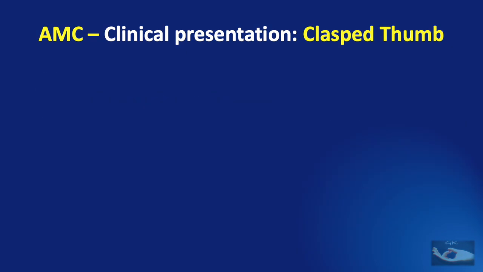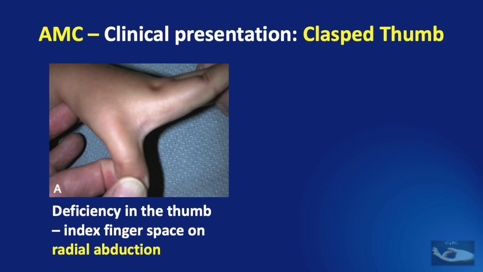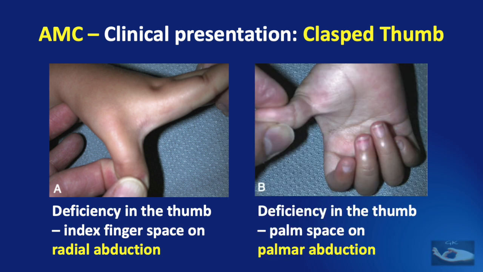It is important to note that the skin deficiency or soft tissue deficiency that is present in the clasped thumb is present in the thumb index finger space, which is obvious on attempting radial abduction, and also deficiency in the thumb palm space as seen by a persistent palmar abduction.